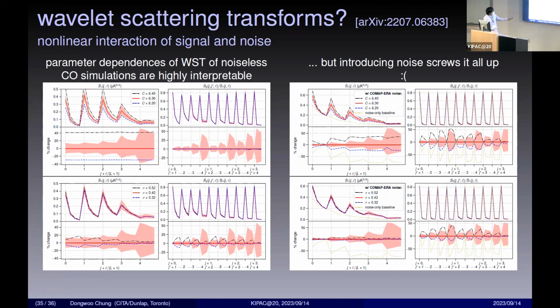So on the left, you have unreadable plots, and on the right, you have unreadable plots. Don't worry about it. The gist of it is that if you have noiseless CO simulations and you tune around your model parameters, the scattering transform coefficients actually respond in really interpretable ways. The issue being that then you introduce noise, and then the signal and the noise interact in non-trivial ways, and then you get coefficients that shouldn't respond to certain parameters doing so, and coefficients that should respond don't.